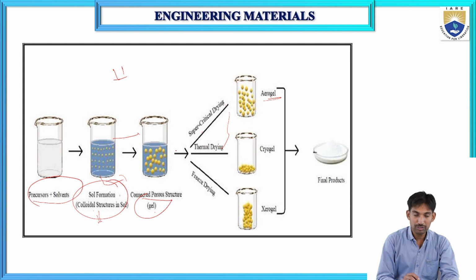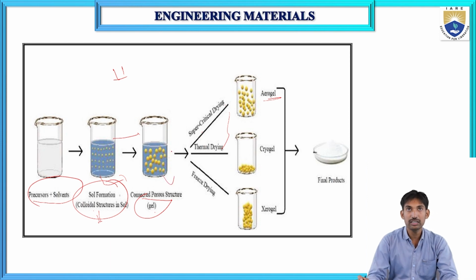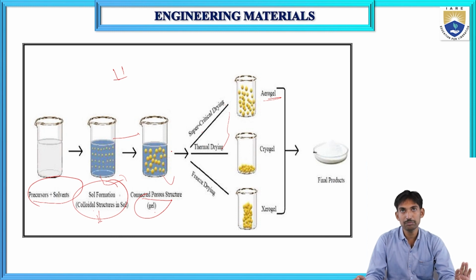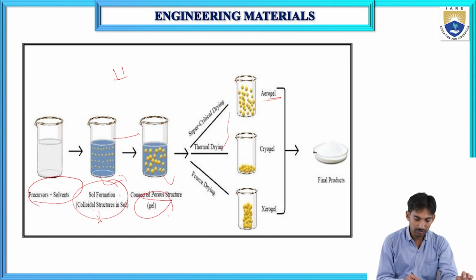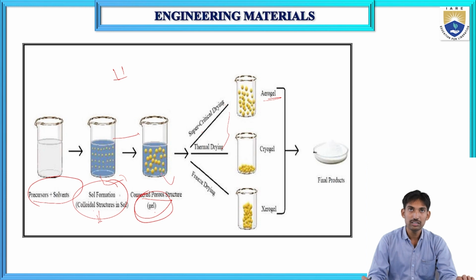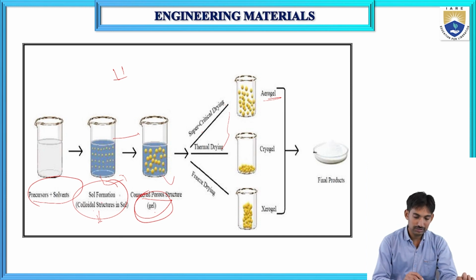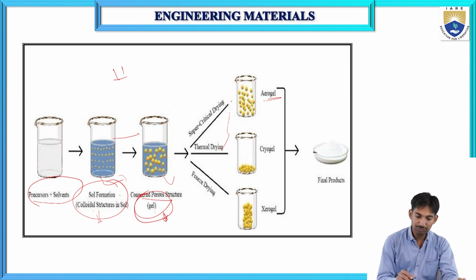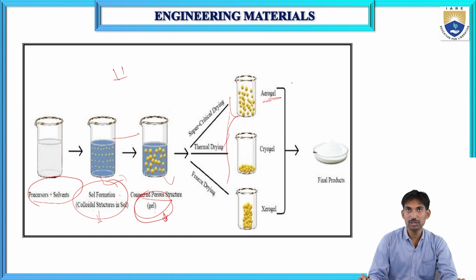After gel formation, there are different types of drying processes. We have to dry this gel. First sol formation takes place, then gel formation takes place. After forming this gel, we have to dry this gel solution or gel liquid. By using different techniques, different types of gels are formed.